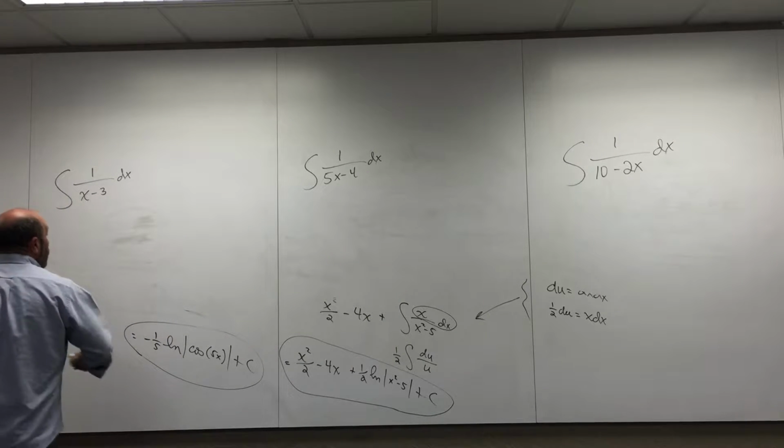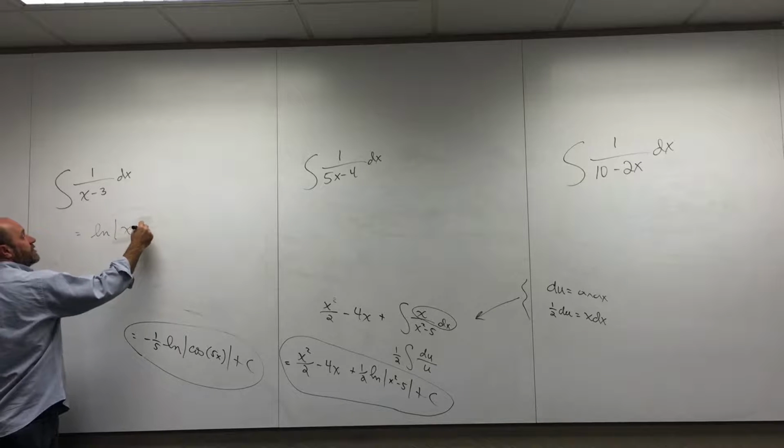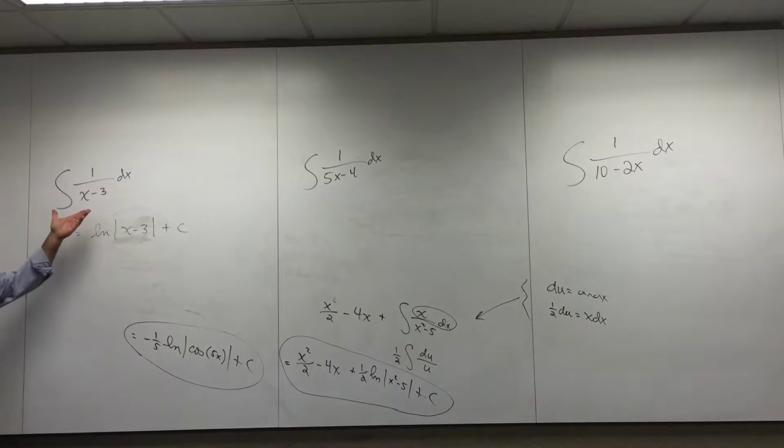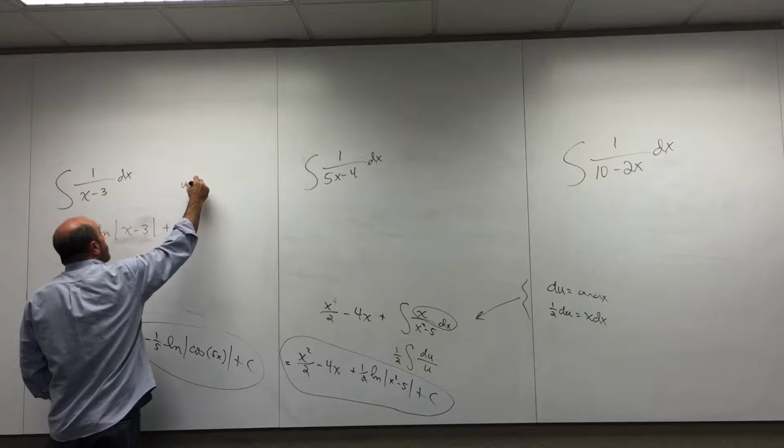See, real quick, back to this one. He said this is just the ln of x minus 3. And he's right. This is totally right. But I want to say something. Technically, you did a little u substitution. You let u equal x minus 3.